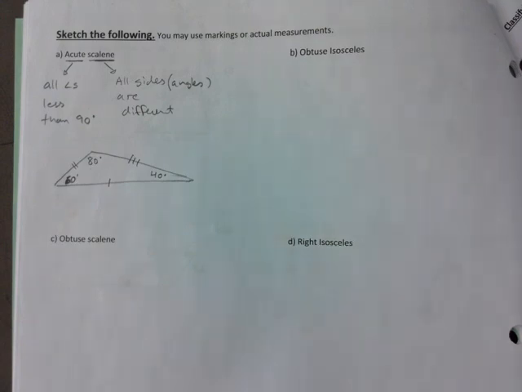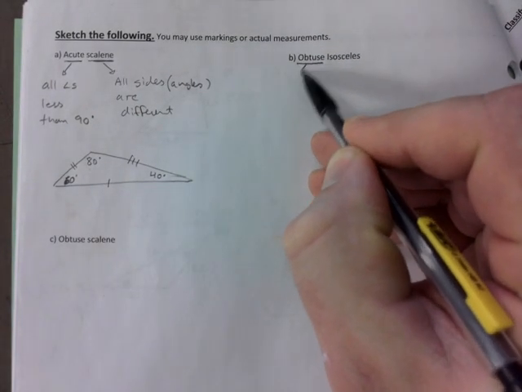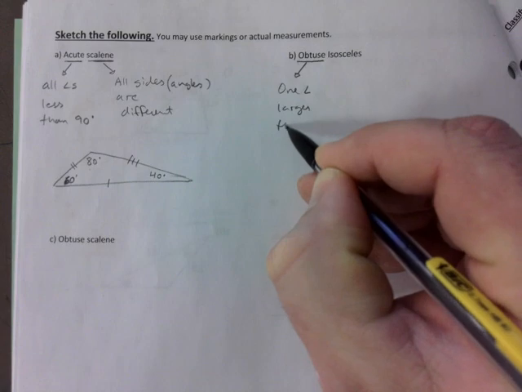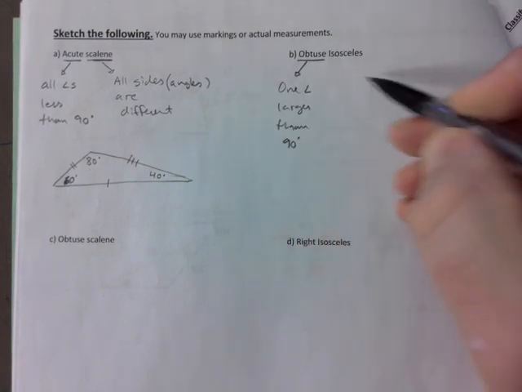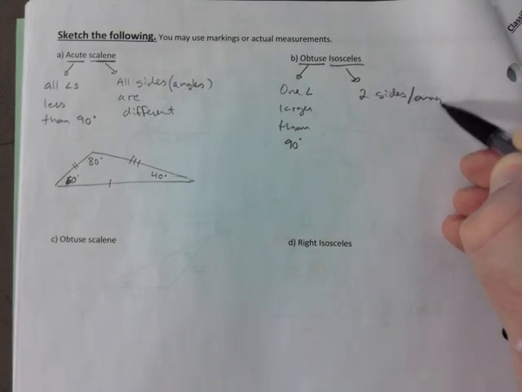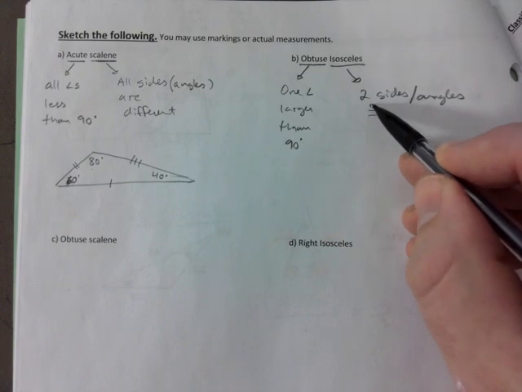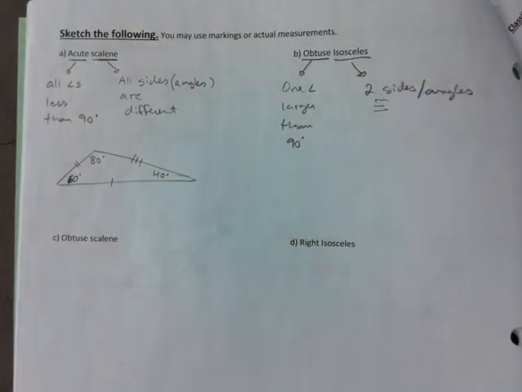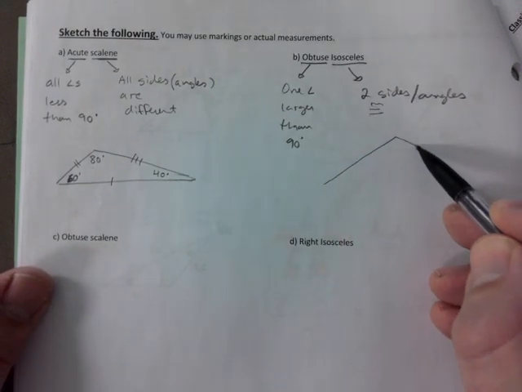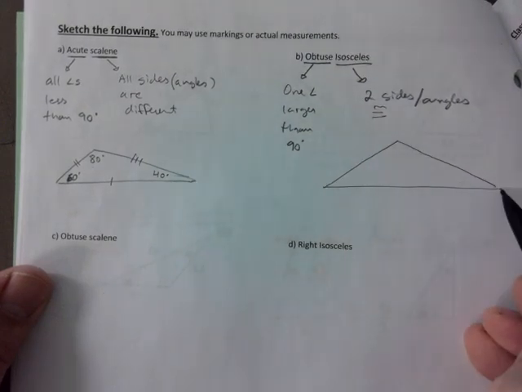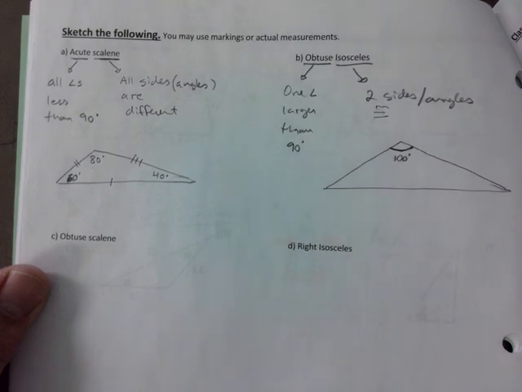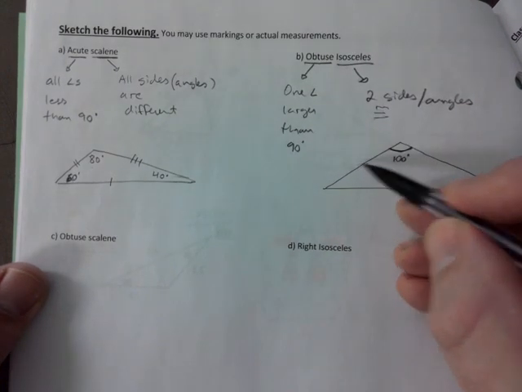Okay. Next, obtuse. Obtuse tells you that there's one angle larger than 90, and isosceles is two sides or angles are congruent. That's the symbol for congruency. They're the same. So how do you do that one? I would just make the tip very big like that. And then I will make sure I put in an angle that's bigger than 90. I will say 100. And I will make these two sides the same.